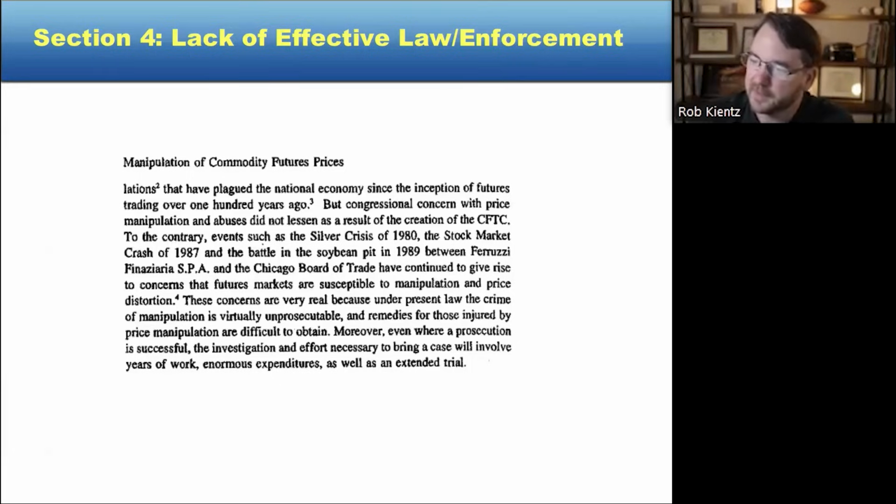Very interesting. These concerns are very real because under present law, the crime of manipulation is virtually unprosecutable, and remedies for those injured by price manipulation are difficult to obtain. Moreover, even where a prosecution is successful, the investigation and effort necessary to bring a case will involve years of work, enormous expenditures, as well as an extended trial. Ooh, so the odds are stacked against the manipulators ever getting caught, or having to do anything about it, like restitution.